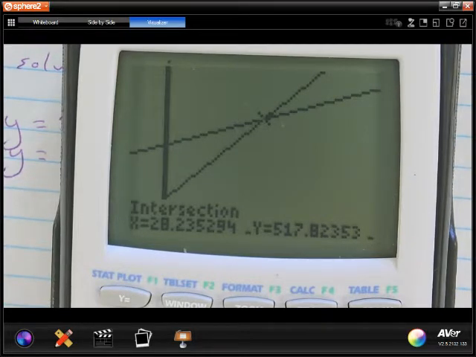One more time. So window, go to window. Okay, change x max should be 60. I think it's 60 and then hit graph. And you should see it then. Yep. And then second trace, enter, enter, enter.